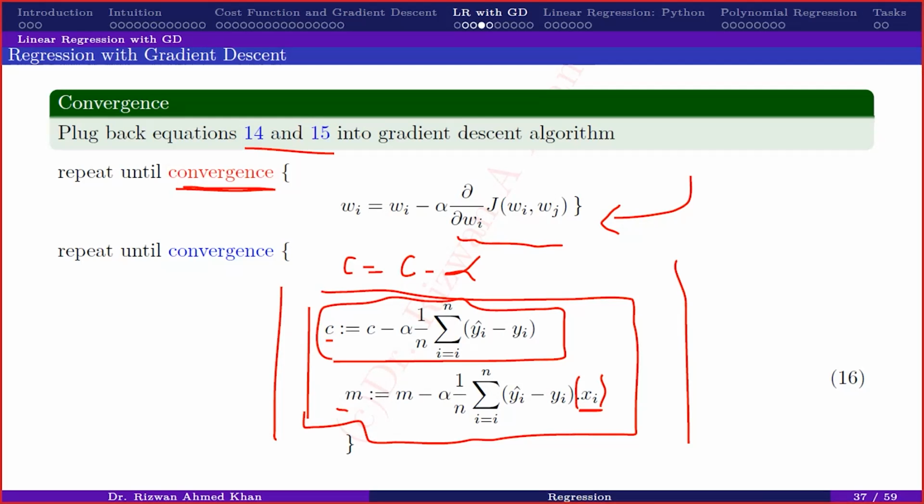But in practical examples, people use a specific number of iterations, and after that they stop. Let's say you run a loop 1,000 times, and you update the values of c and m 1,000 times, and you just say, okay, approximately we have reached the minimum value. So there are different criteria for convergence, but these two are usually used in literature. You can find them in the book as well, right?